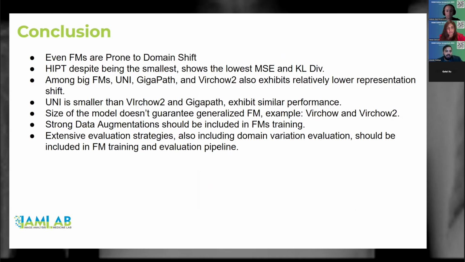we need to keep in mind that it does not really change the performance, and strong data augmentations are recommended in order to train the foundation models, and we really need extensive evaluation strategies to include the domain variations when we are training the foundation models.